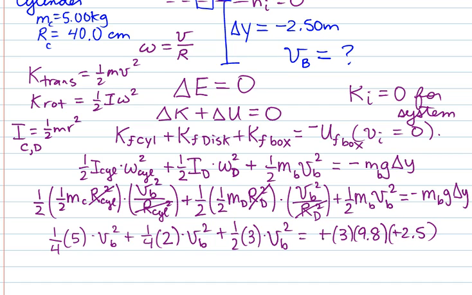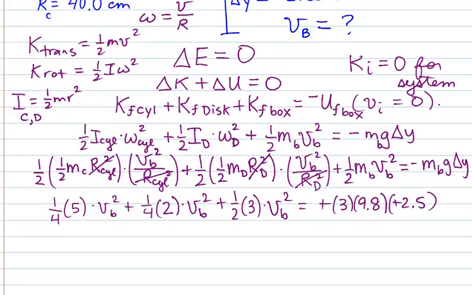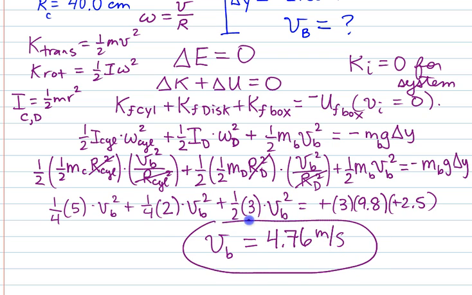So those will cancel. At this point you can collect terms and solve for the speed of the box, and if you do everything correctly, it comes out to be approximately 4.76 meters per second. And so the idea with this problem is that using energy methods makes it a lot easier.